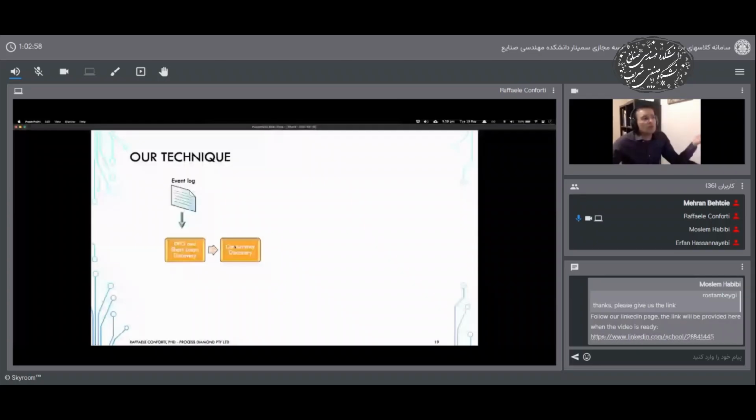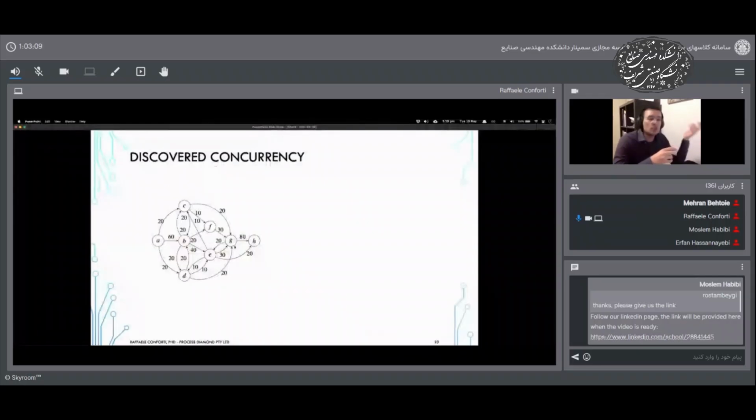Concurrency is one of those topics in process mining that is still not fully addressed. It's one of the major issues in process mining. There are some proposals on how to discover concurrency, but there isn't a final answer.